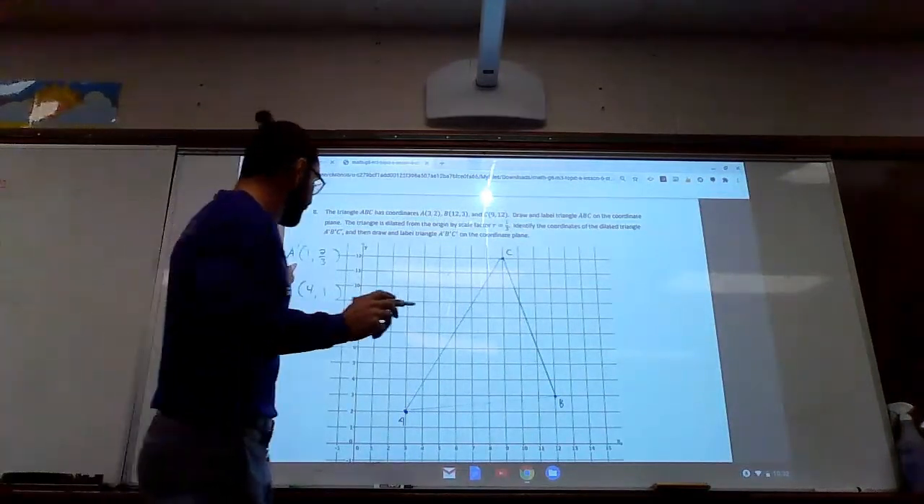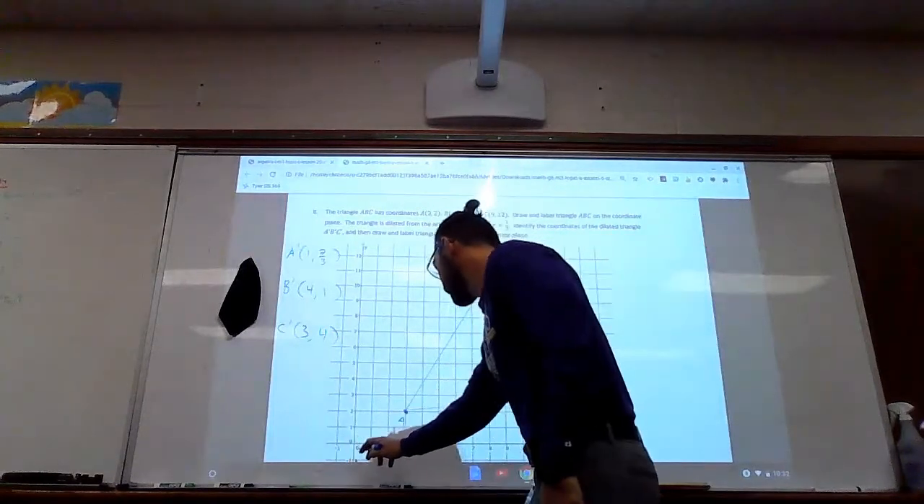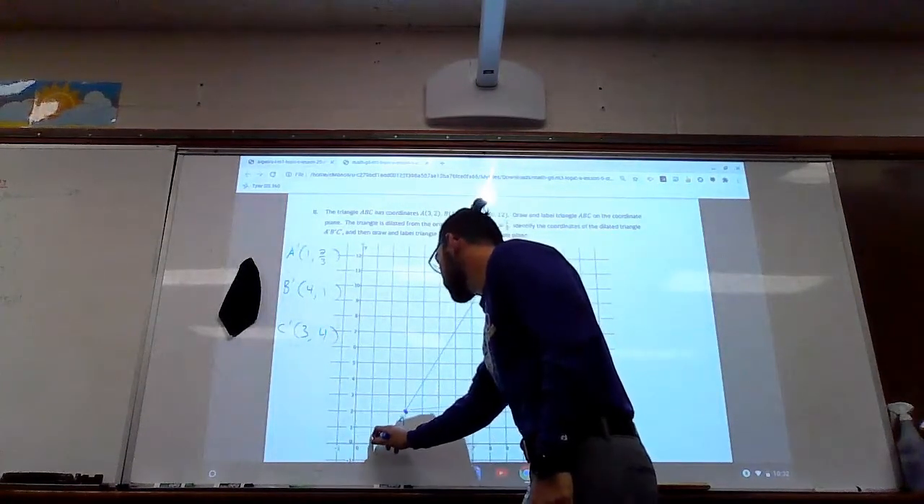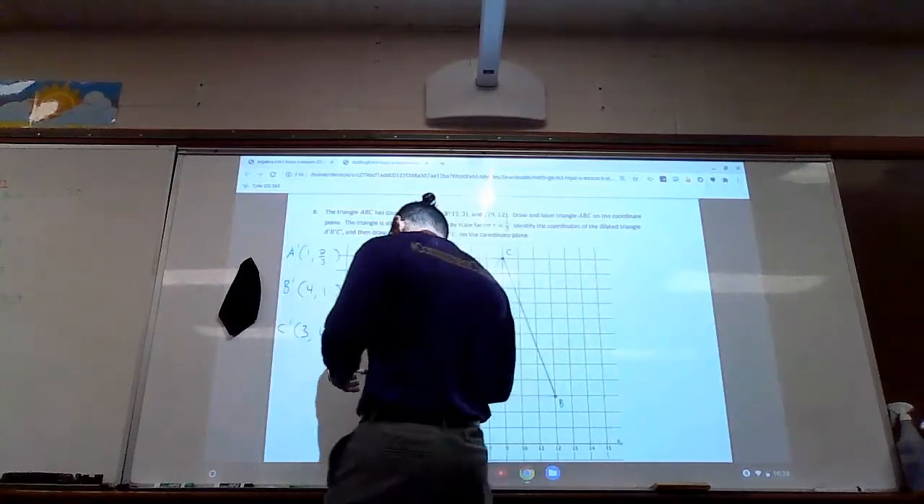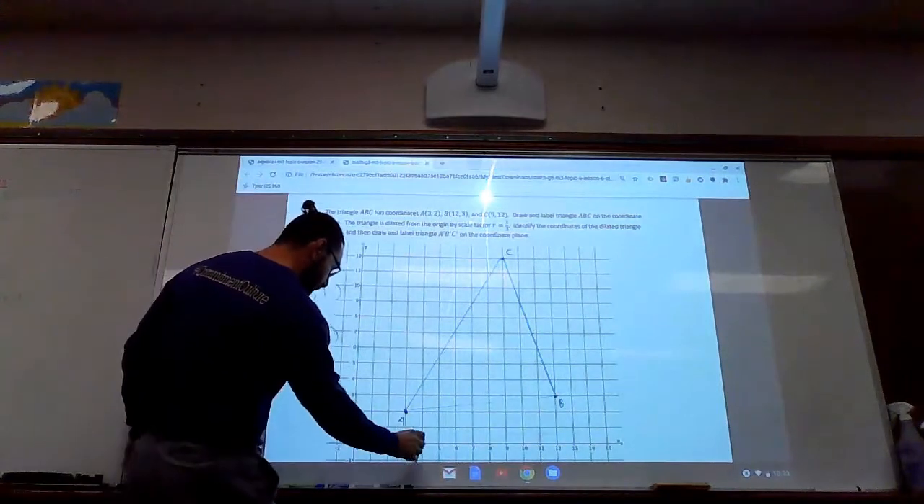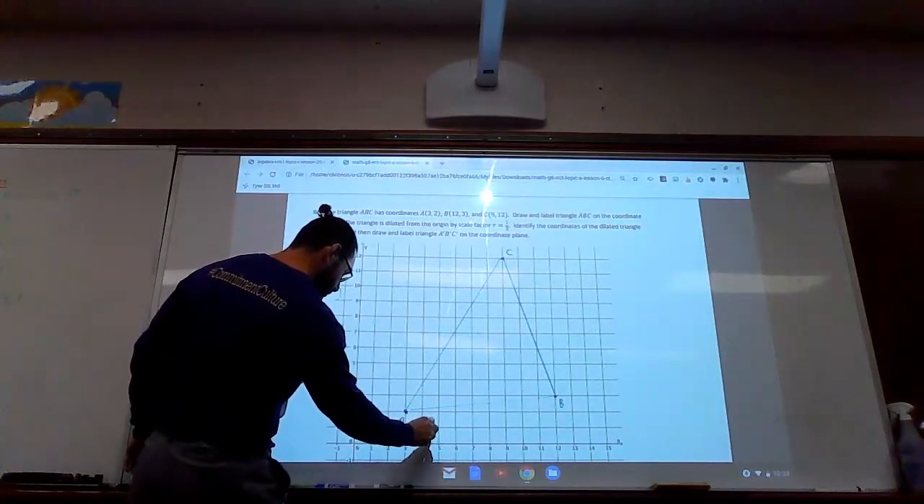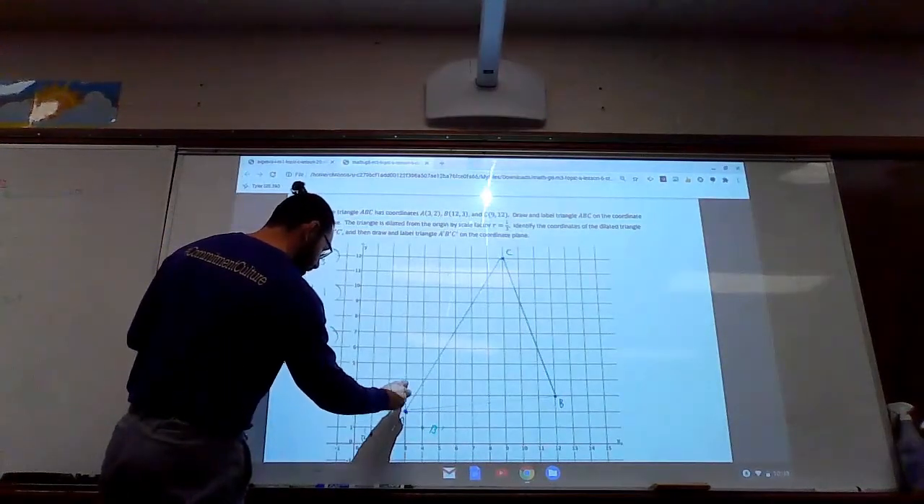So now I'm going to graph A, which is over 1, up 2 thirds. So this is A prime. Let me change colors. B prime is over 4, up 1. And last but not least, C prime is 3, up 4.